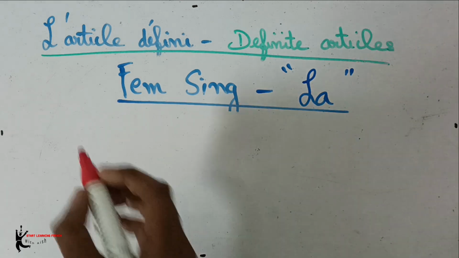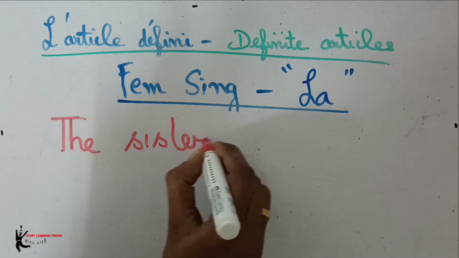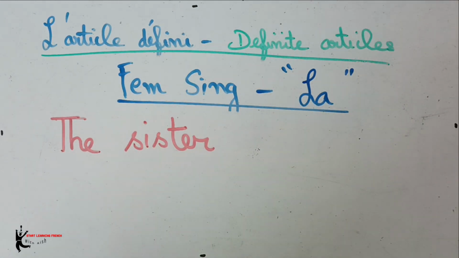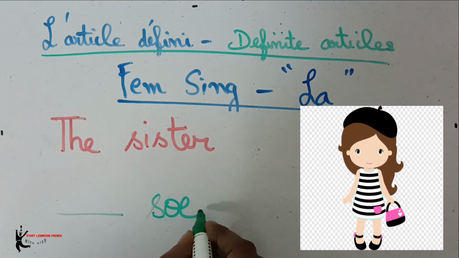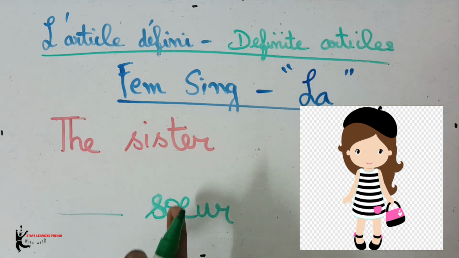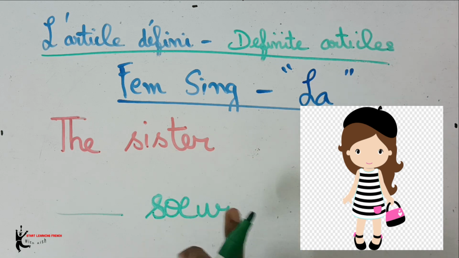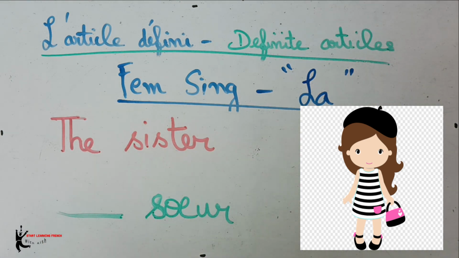One more example, the sister. In French, the sister is sœur. O and E we have to put together. S-O-E-U-R. O and E you have to put together for sœur. Okay, this is the format to write. Sœur is feminine singular, so you have to put the definite article la. La sœur. The sister means la sœur.